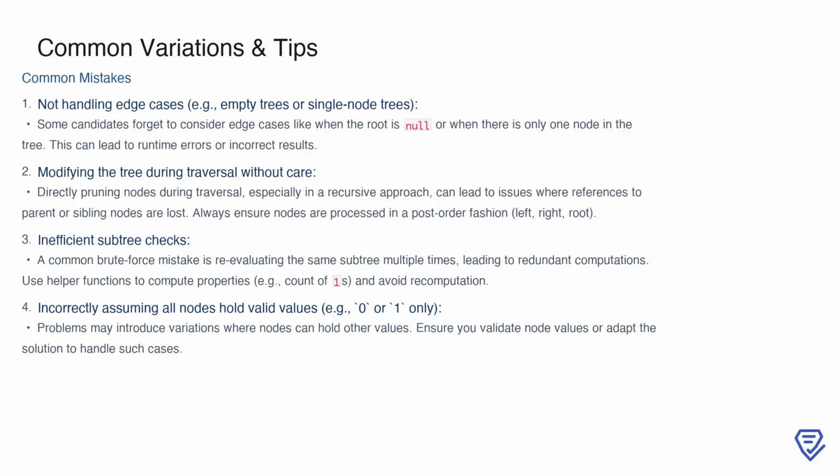Additionally, watch out for inefficient subtree checks. A brute force approach that re-evaluates the same subtree multiple times can lead to redundant computations. Instead, use helper functions to calculate necessary properties, like whether a subtree contains a 1, and reuse those results. Lastly, don't assume all nodes will always hold valid values like 0 or 1. Some variations of the problem might use other values, so it's important to validate the node data and adapt your solution accordingly if needed.